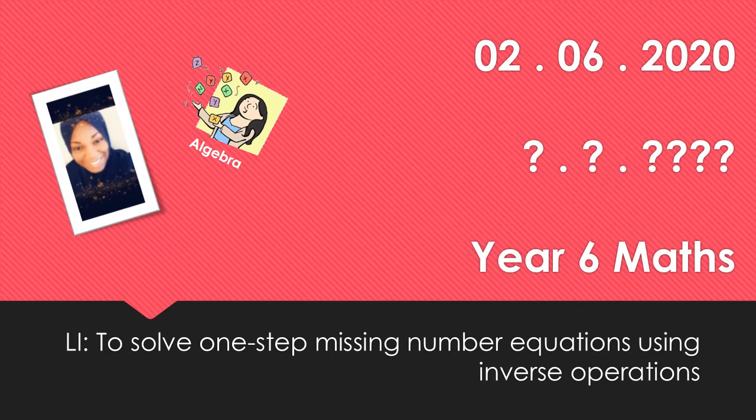So today is the 2nd of June 2020 and our learning intention today is to solve one-step missing number equations using inverse operations. So you'll see I haven't written today's date in Roman numerals. Let's see if you can remember what it should look like. So writing down today's date, our date in Roman numerals and our learning intention. Off you go.